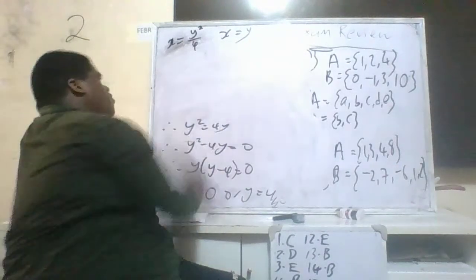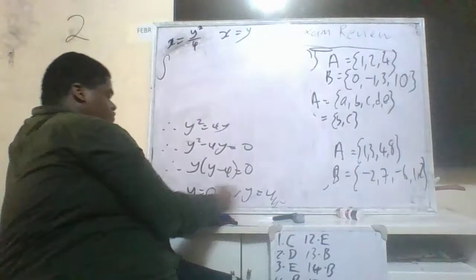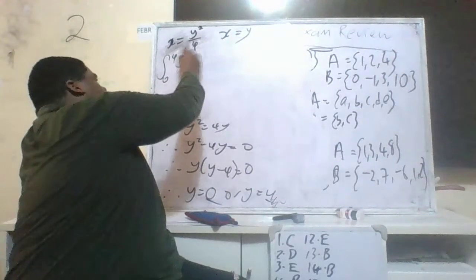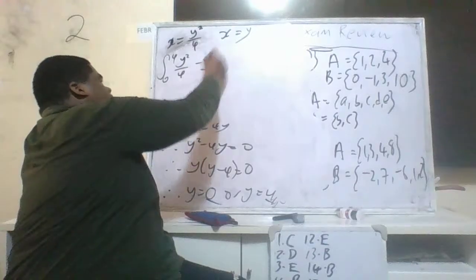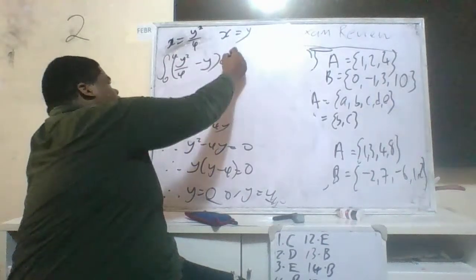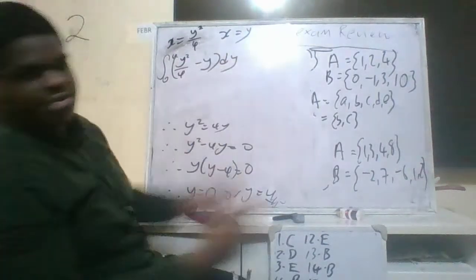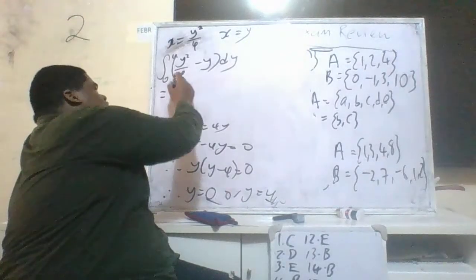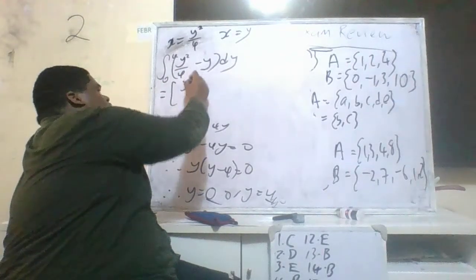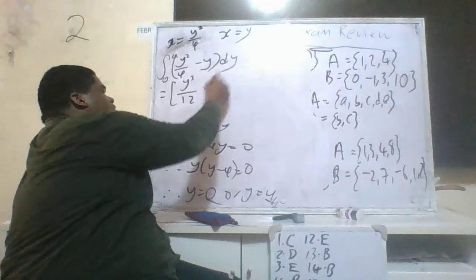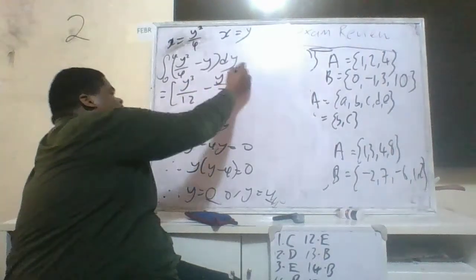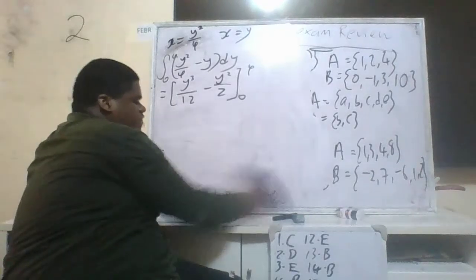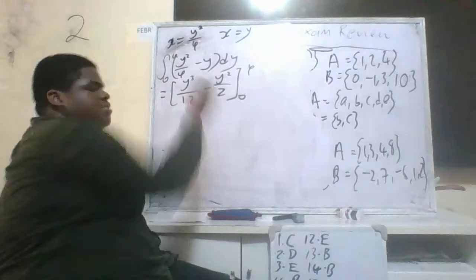So the integral that you're looking for is the integral from 0 to 4 of what? Y squared over 4 minus y, with respect to what? With respect to y. I'm integrating around the y-axis now. So this is equal to what? Integrating, y to the power of 3 divided by 12 minus y squared divided by 2, from 0 to 4. Since we have 0, there's no need for us to find the lower limit because the lower limit is also going to be 0.